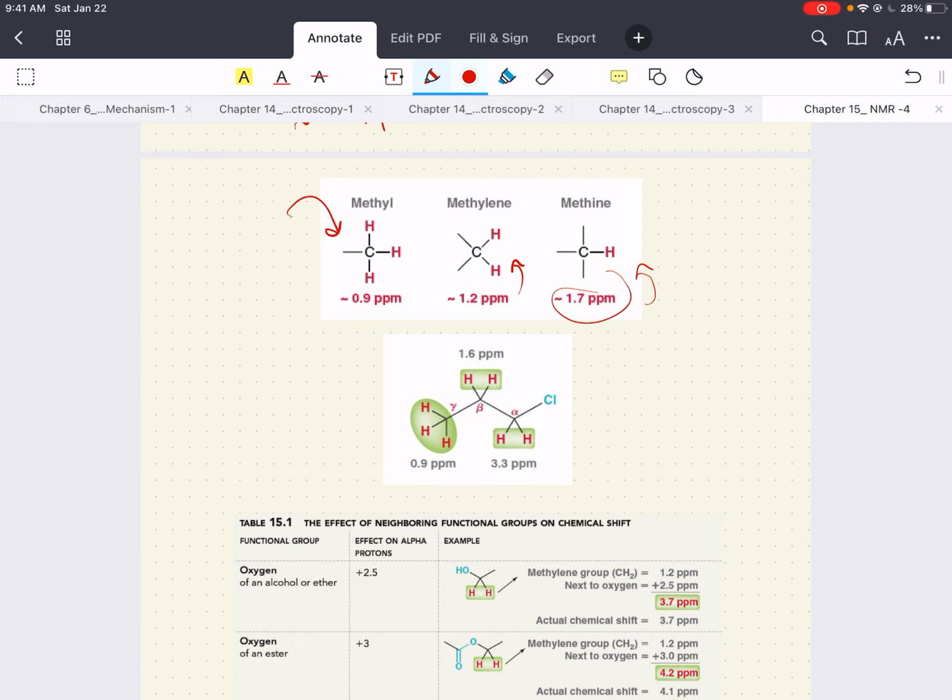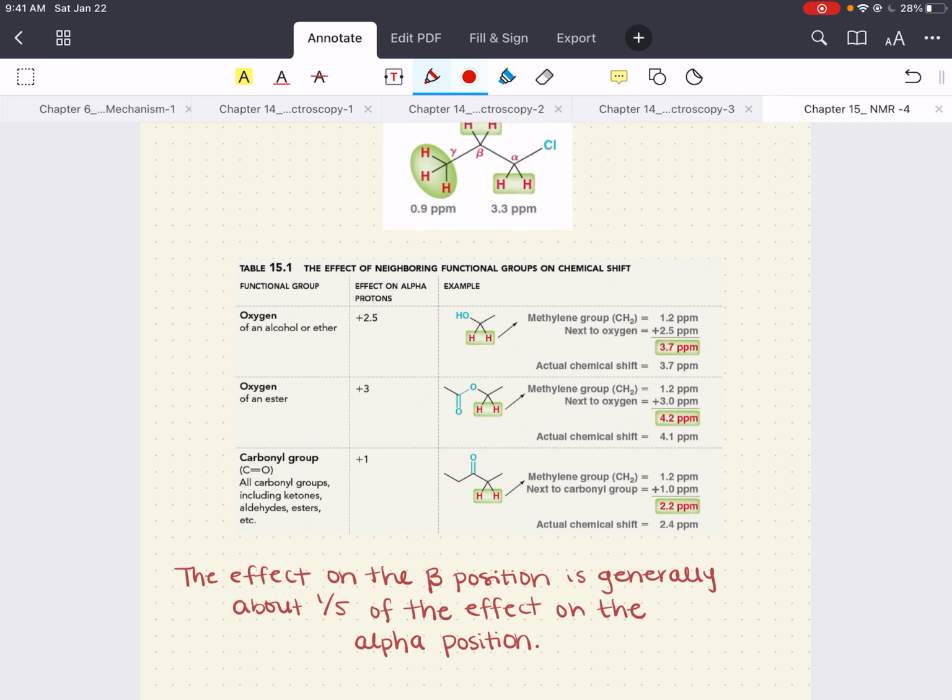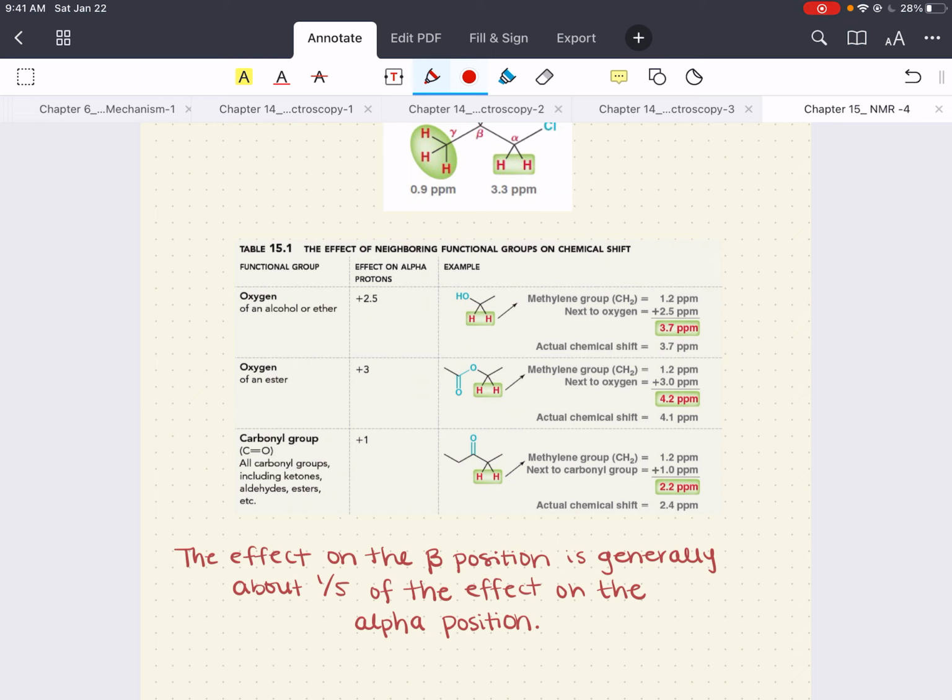What if there's carbonyl groups as neighbors? Those are all going to cause shifts in ppm for these groups. So here's a table. We see the exact effect it has on the shift when these groups are present in the alpha position, right next to it. The effect of these groups at a further position, at say a beta position, is generally going to be only 1/5 of the effect.